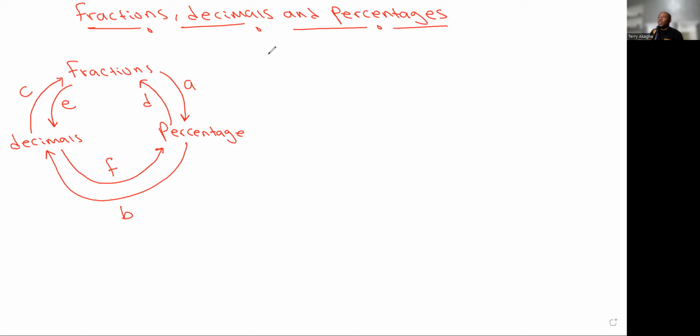All right, so what do you do? Let's start with A. How do you convert from fractions to percentage? What you have to do is multiply the fraction by 100. If you're given a fraction, for example 1/2, and you want to express it as a percentage, you multiply 1/2 by 100, and that will give you 50%.